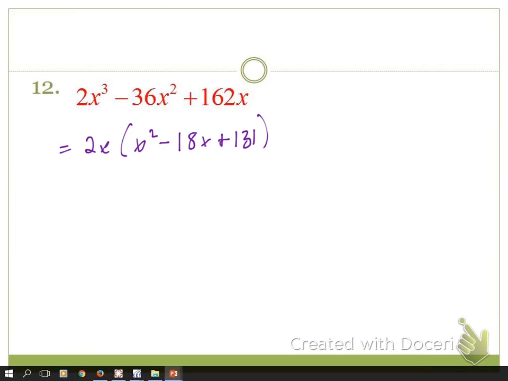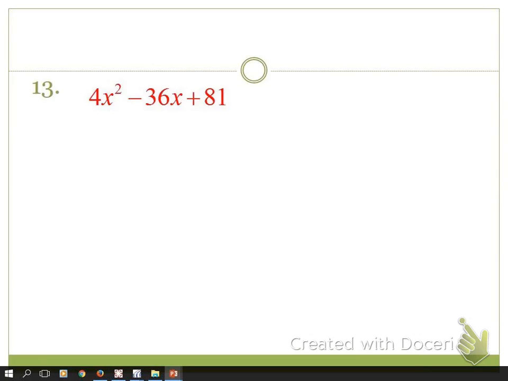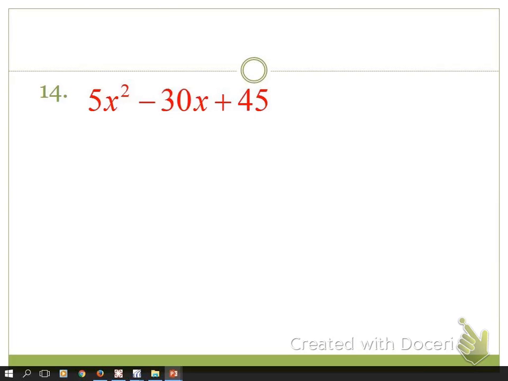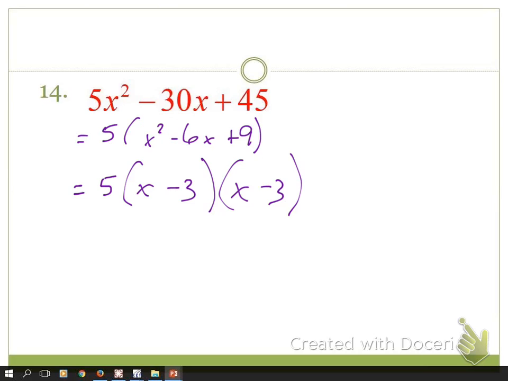So you should end up with this when you factor out the GCF. This guy right here, x squared minus 18x plus 131, will not factor. So we're done with that. Okay, try this one. Stop the video, start it back up, and see if you're right. And there you go. Should have factored into 2x plus 9 and 2x plus 9. Okay? Next one. Should have gotten factor out a 5 first, then you get x minus 3 and x minus 3.